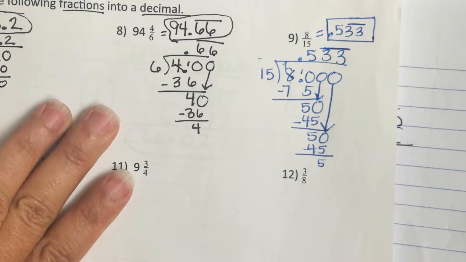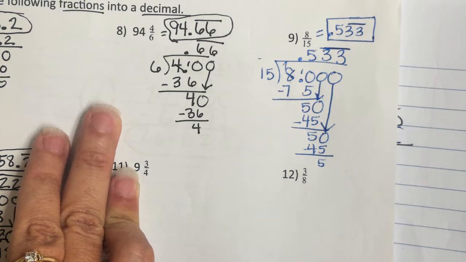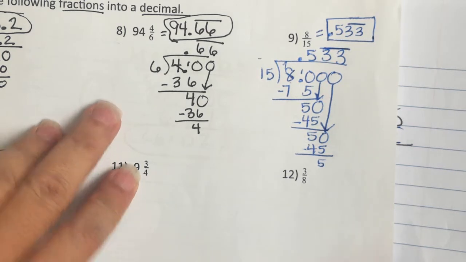How far is it from 75 to 80? How far is it from 75 to 80? 5. Yes. All it is, you had to borrow. You just brought down a 5, but you officially need to borrow from the 8, make it a 7, and make that a 10. 10 minus 5 is 5. 7 minus 7 is nothing. Okay. Here we go.